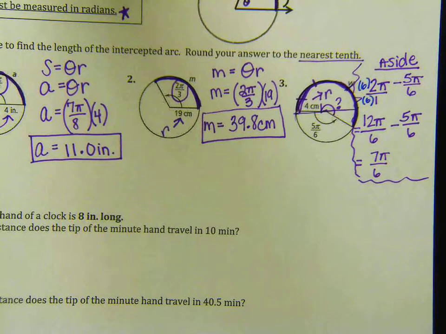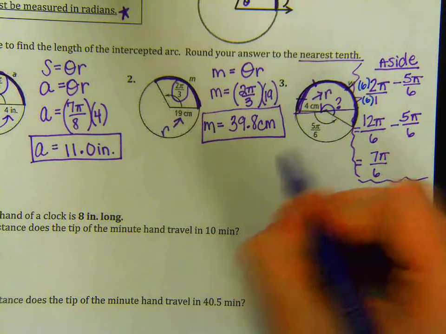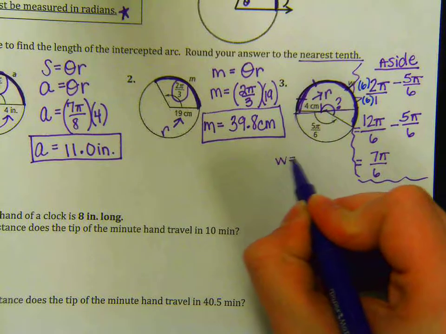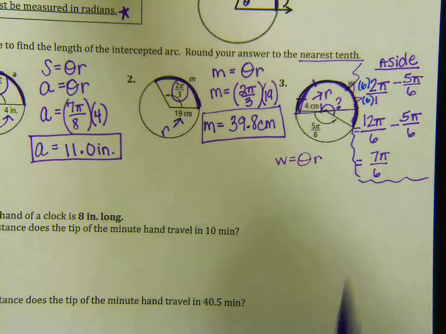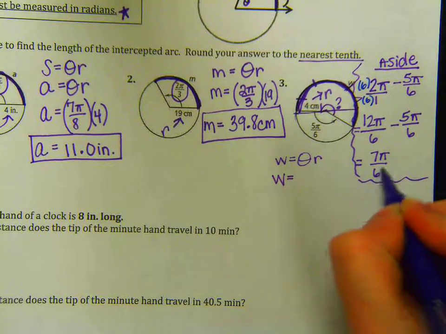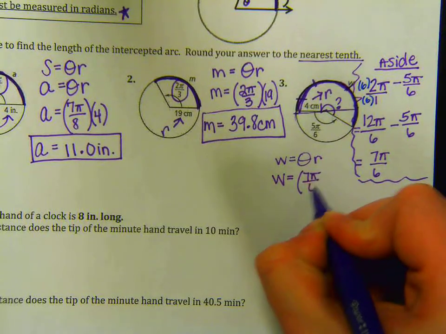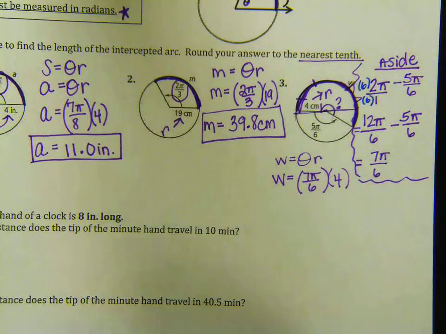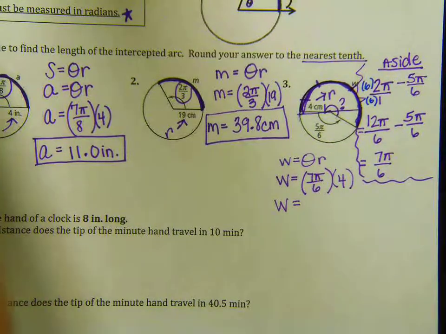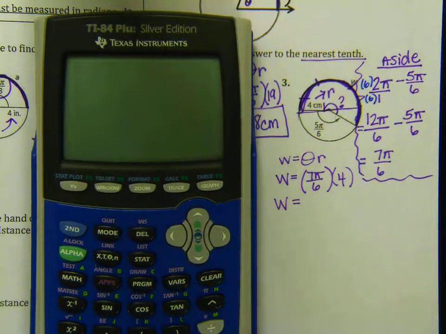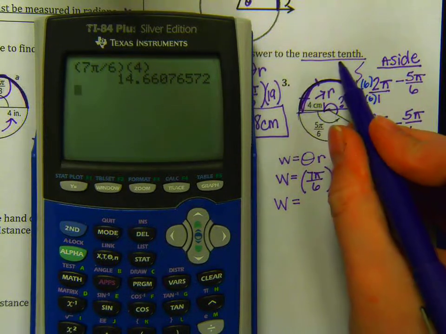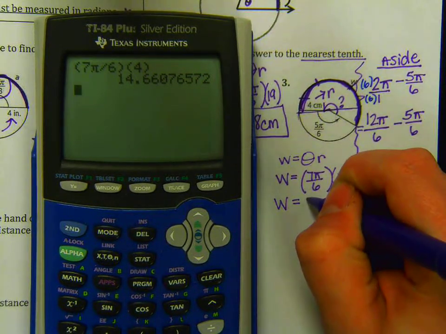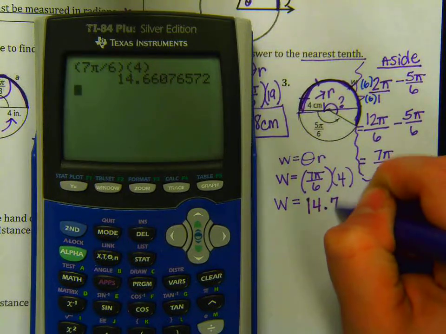So the next step is to plug everything into our formula. We're looking for W this time, so W equals theta R. Theta we just solved was 7 pi over 6. And my radius this time is 4 centimeters. Plug that into your calculator. We have 7 pi divided by 6 times 4. Again, we're rounding to the nearest tenth, so that is about 14.7 centimeters.